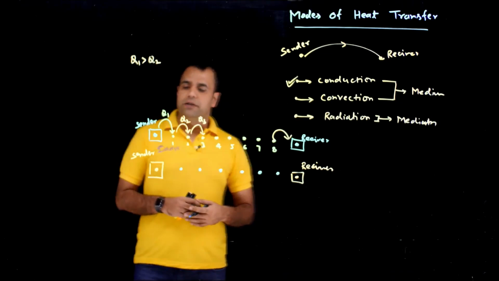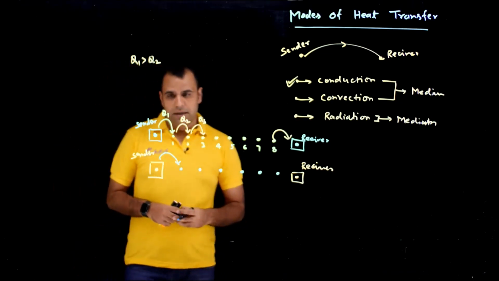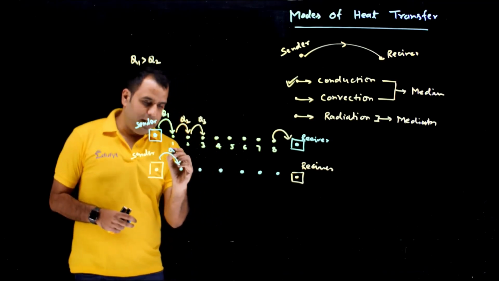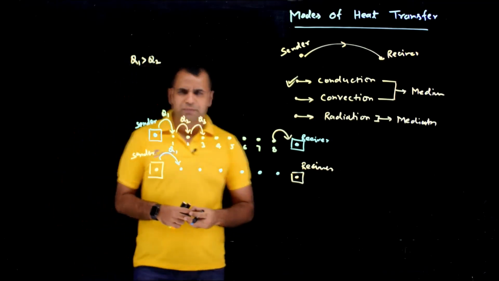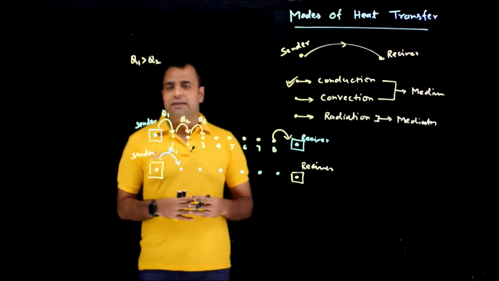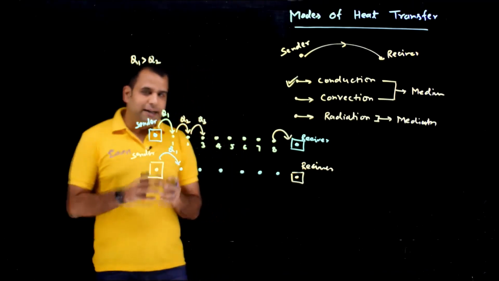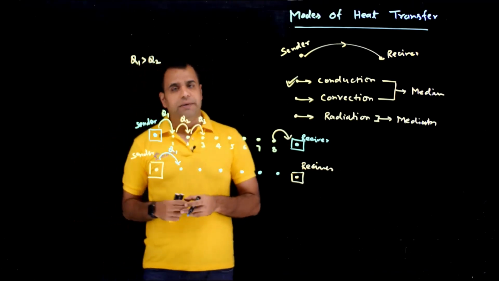So in this process also, the sender gives the energy to the nearest particle. So sender is providing energy Q1 to the nearest particle. This particle will have this energy, and the moment this particle has its energy, it will vibrate if it is a solid. But this particle might be loosely connected to its mean location.